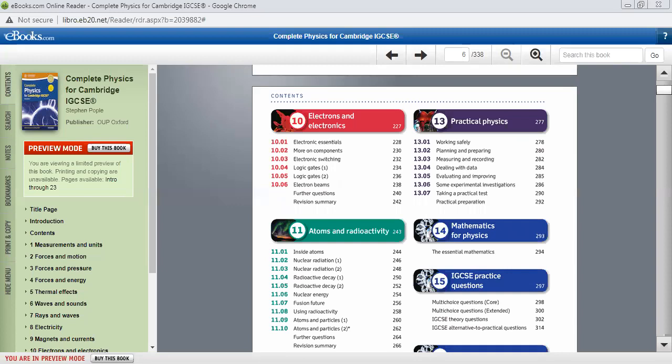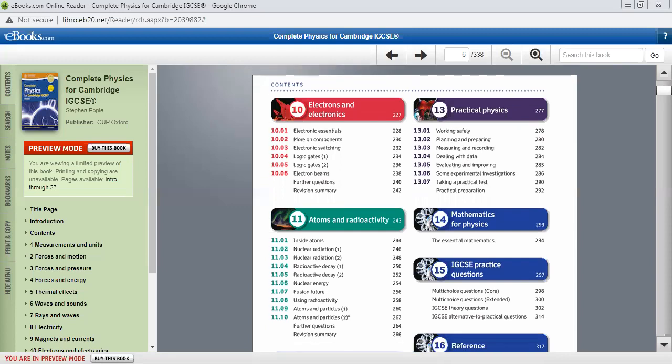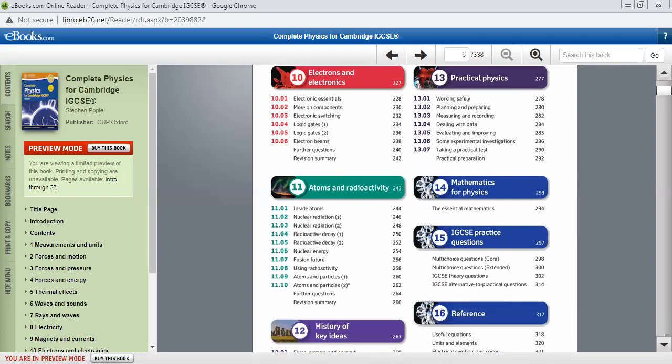Electrons and electronics, atoms and radioactivity, history of key ideas, practical physics, mathematics for physics, and practice questions, then references. So the last part will be not included in our syllabus. Until now, we're going to study 9 units and selective topics from them. Not all the topics will be studied in this part, okay?